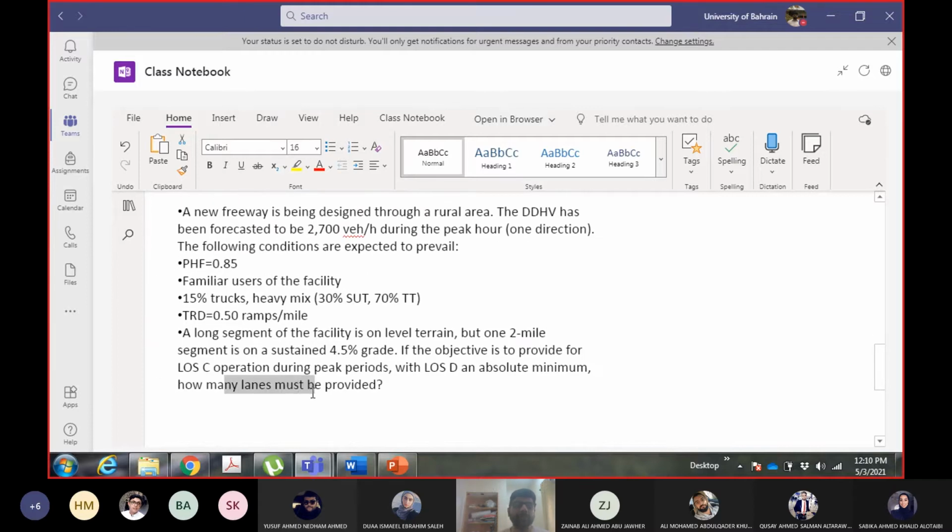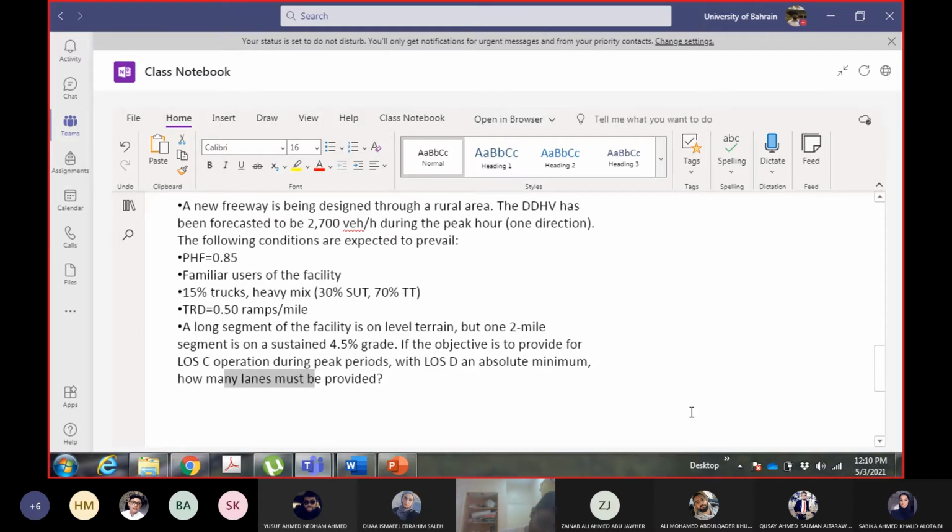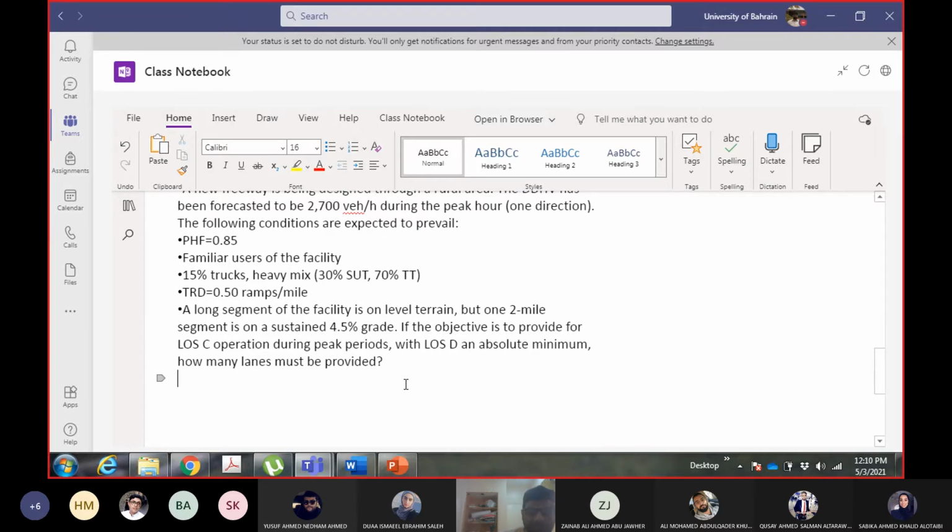So we have to find out the number of lanes. This is the design analysis. This is the part of the design analysis where you have to find the number of lanes. Again, I will start with the free flow speed of the freeway. Now I need the lane width and the lateral clearance. They are not given in the question.